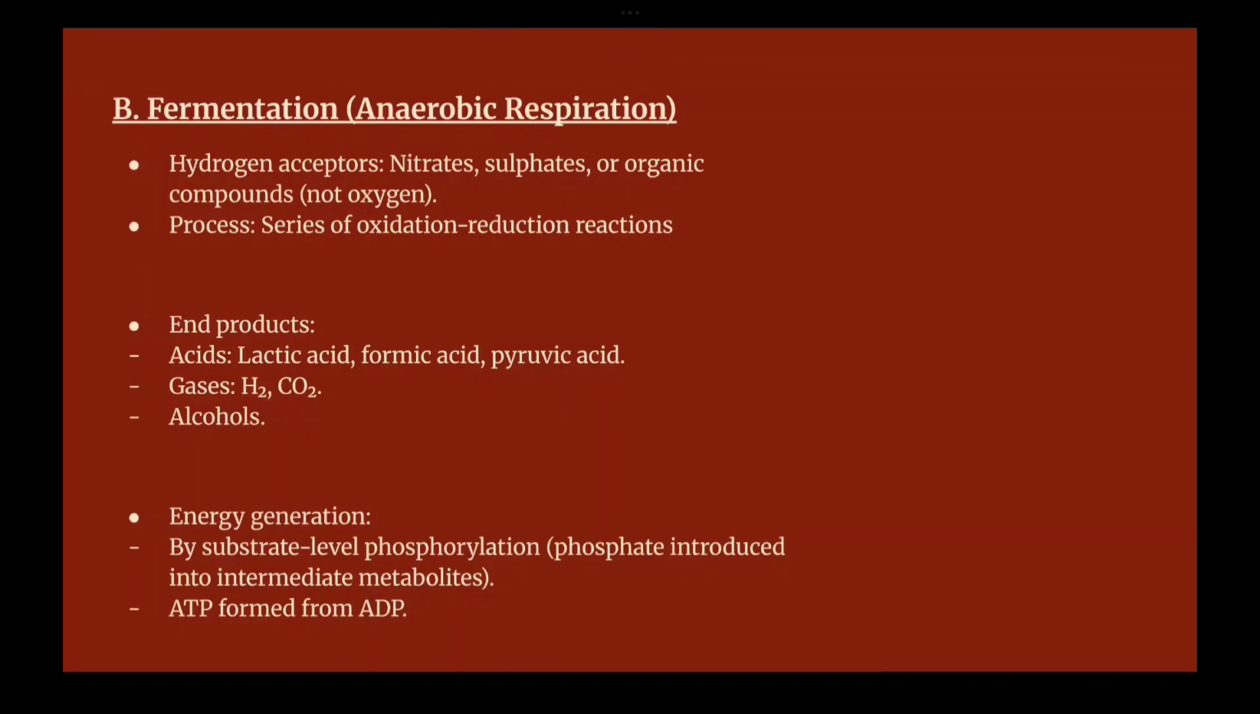Energy generation. By substrate level phosphorylation, phosphate is introduced into intermediate metabolites and ATP is formed from ADP. As in the case of oxidative respiration, the oxygen acts in the oxidative phosphorylation pathway, but here the energy generation happens at the substrate level, and the phosphate introduced here acts on intermediate metabolites, thereby producing ATP from ADP.